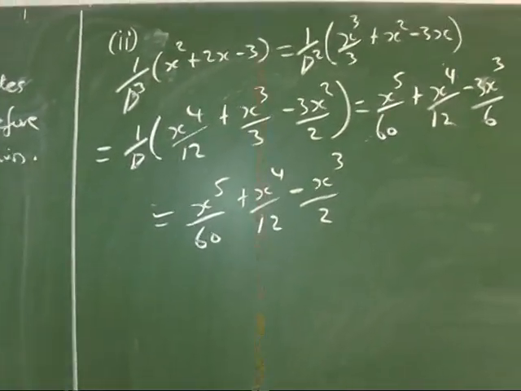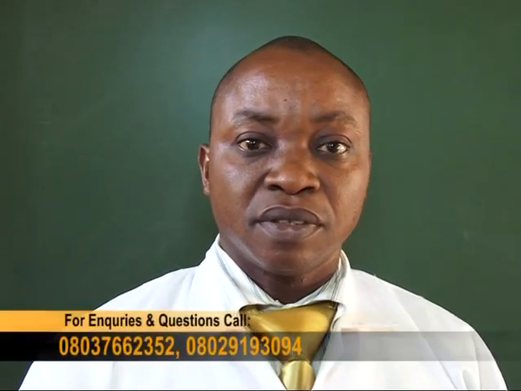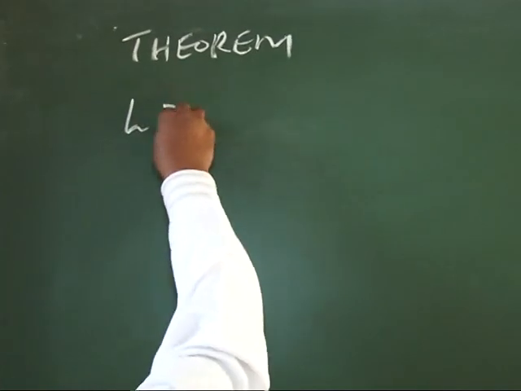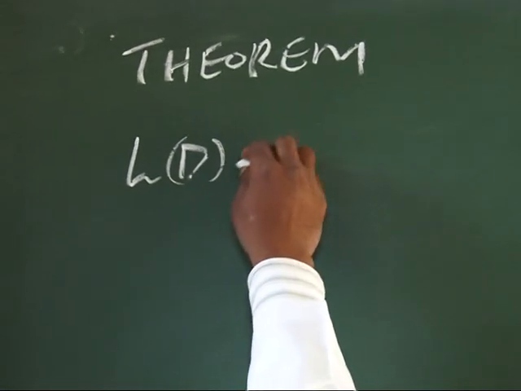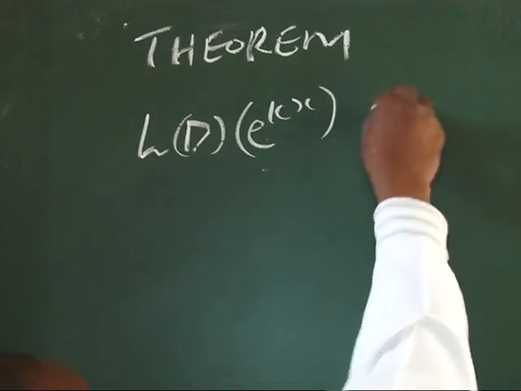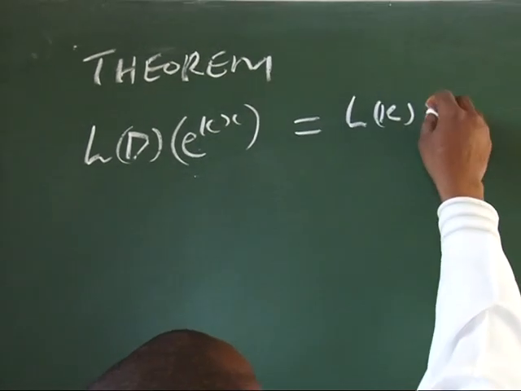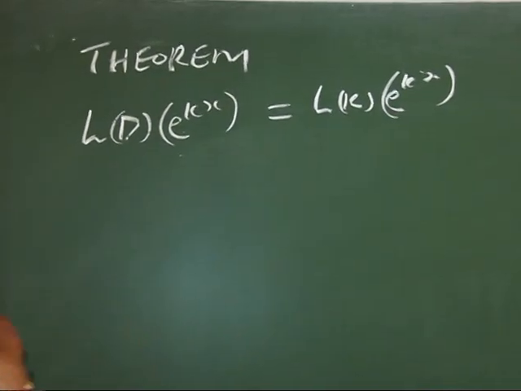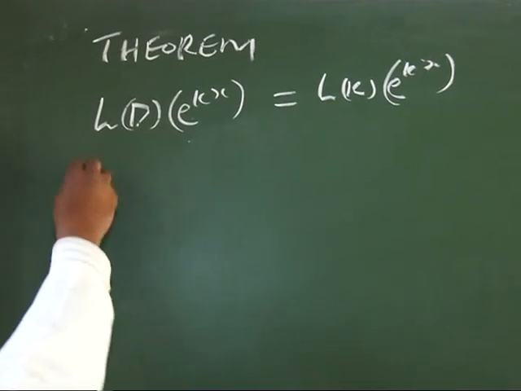Alright. We want to take a theorem that will help us evaluate some functions. Theorem: L(D) exponential kx will be equal to L(k) exponential kx. Now, let's prove it.